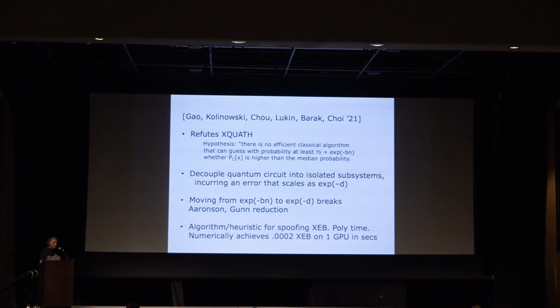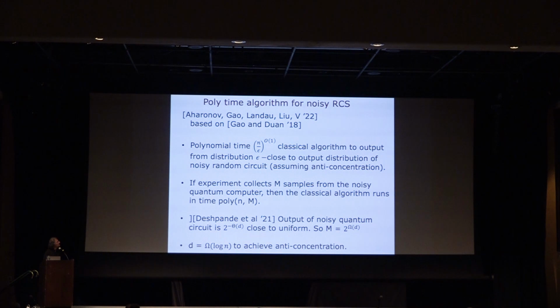Okay. Now one could say, well, why not just change our assumptions in X-quark from exponentially minus n to exponentially minus d? The problem is that then that breaks the Aronson-Gunn reduction, showing that in this case, getting any non-trivial estimate of value for linear cross entropy is hard, classically. Okay, so all right, so that was a bit of a setback.